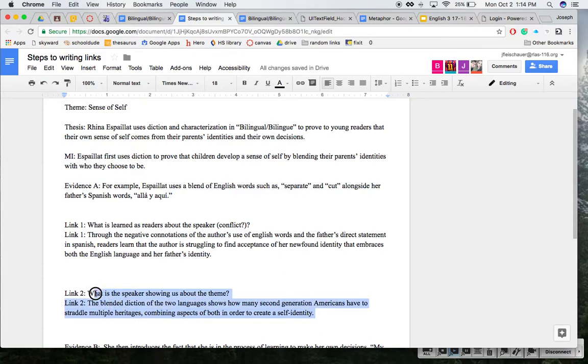And the second link deals explicitly with the theme and explicitly with the real world. Notice we don't mention specifically the text itself here. We can tell that she's a second-generation American because, through context clues, we can tell that her father was not from here, and he has this heritage that he wants to bring his daughter up in. But at the same time, she's got to make these decisions herself, which is a truth about life. It's a truth about growing up as a second-generation American.